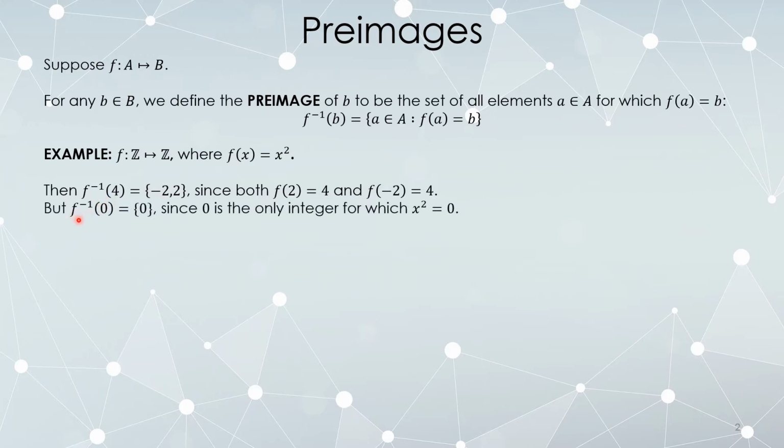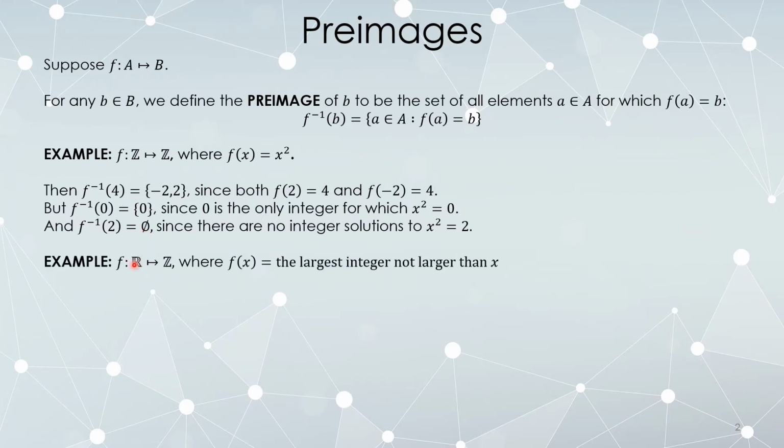But what if I ask the preimage of 0? There's only one integer for which x squared equals 0, and that's 0. So this preimage only has one element in it. And if we ask what's the preimage of 2, because there are no integers that satisfy x squared equals 2, there are no elements of this set, so it's the empty set.